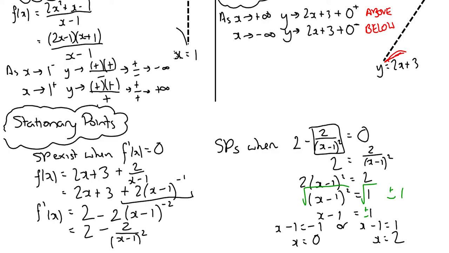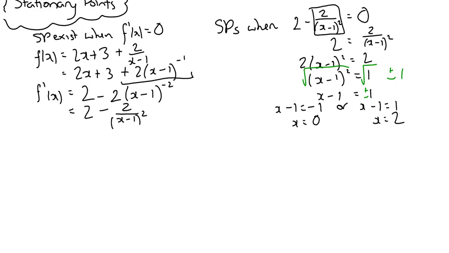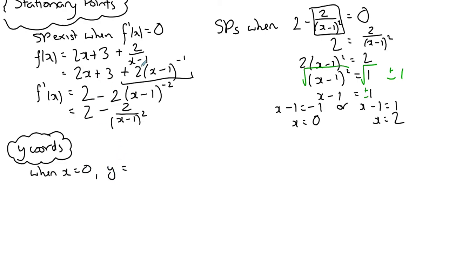We can find the y coordinates of these stationary points. So when x equals 0, y equals, well, we can put it into any of the forms that we've got, but if we use the form at the top of the screen there, 2 times 0 plus 3 plus 2 over 0 minus 1, then that gives you 3 minus 2, which is 1.